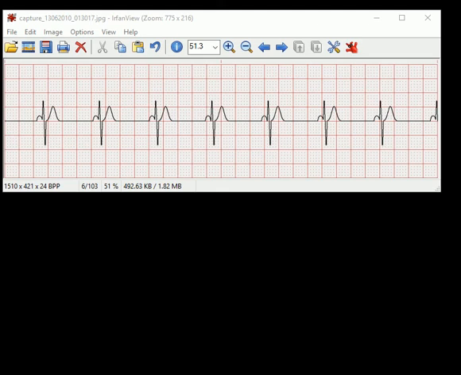Okay, so I want to show a couple of these examples here, and if you take a look at this particular rhythm, this one happens to be a 6-second strip. You've got the marks up top here. So I have a little hash mark there at the beginning, one in the middle, and one at the end. So there's a 6-second strip. Now, I want you to walk your way through this.